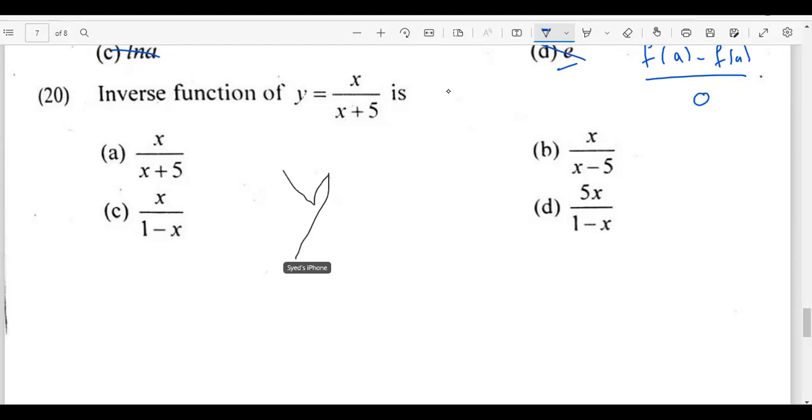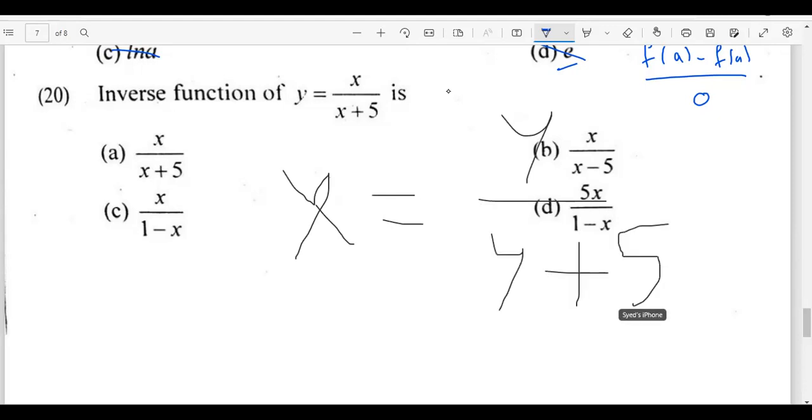Is this okay? If you get enough space. y plus 5. And now I'll just rearrange this. This whole denominator will go to the other side and x will come down. Actually, there is no need of doing that. I could just make it go there.